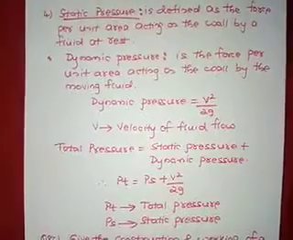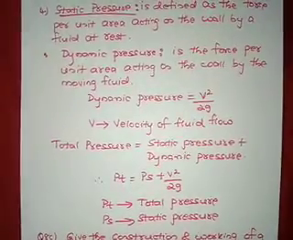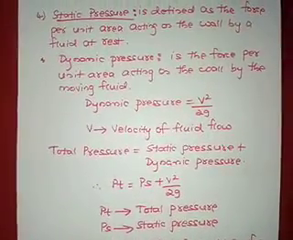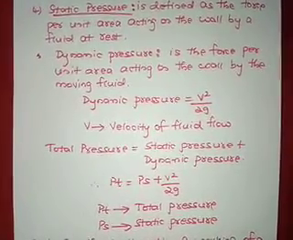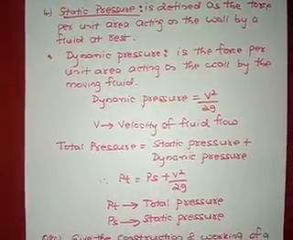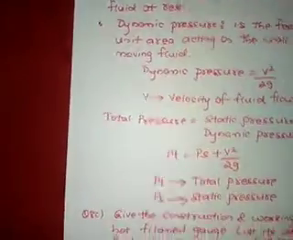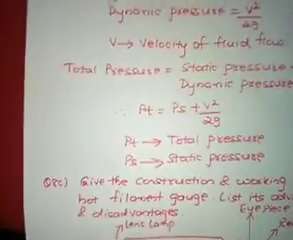So like this we can measure the various pressures. These are the various parameters for the pressure, that is atmospheric pressure, gauge pressure, absolute pressure, static pressure, and total pressure. So total pressure is finally static pressure plus dynamic pressure.